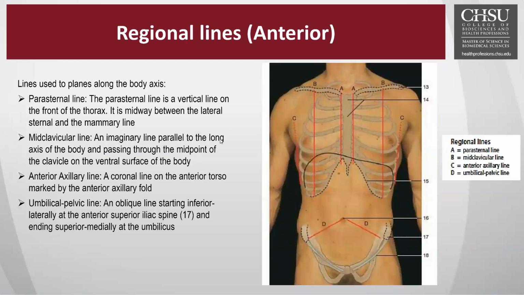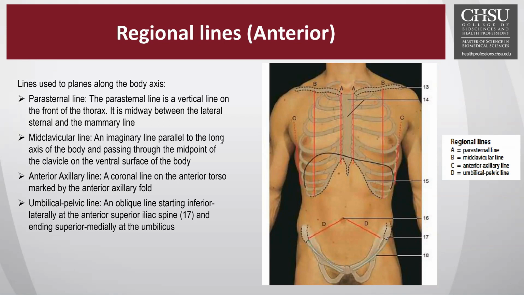Okay, let's look at some of the regional lines. We want to think about those that are anterior first. If you look at someone objectively in the front of the body, there are certain lines that we can use to divide certain bones or structures. These are called our regional lines. The first is the parasternal line, and this is vertical. It's at the front of the thorax, and it's right adjacent to the sternum, right? Hence the term parasternal. So that can be a good way to think about dividing the thoracic cavity, again, right adjacent to the sternum.